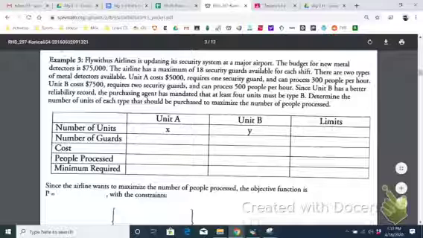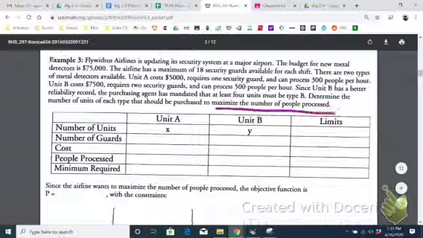Alright, so that right there, maximize the total people processed, that is the objective function. So that's not going to be a limit. We'll put an OF here.